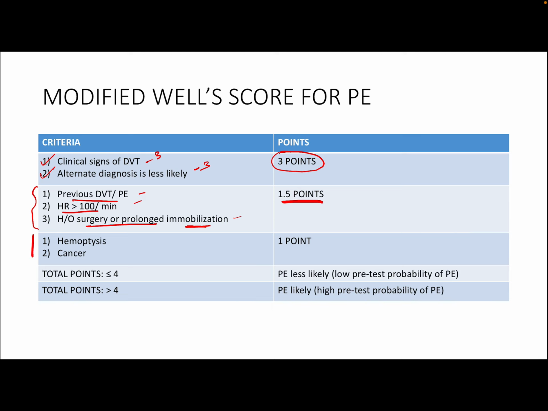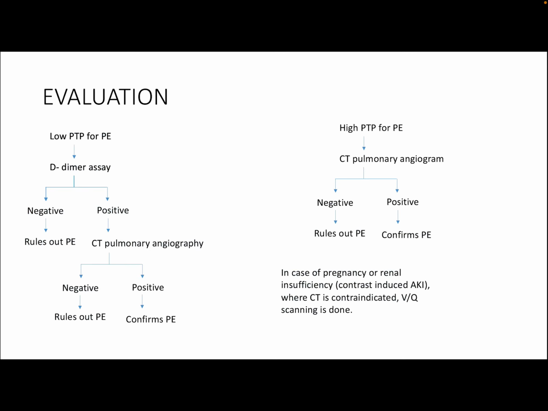The next set is what receives 1 point each, that is the presence of hemoptysis or cancer. And when you add everything up, you can finally divide it into 2 sections. So one is a score less than or equal to 4. That means there's a low pretest probability of PE and PE is less likely. A score more than 4 shows a high pretest probability, and that means that PE is quite likely.